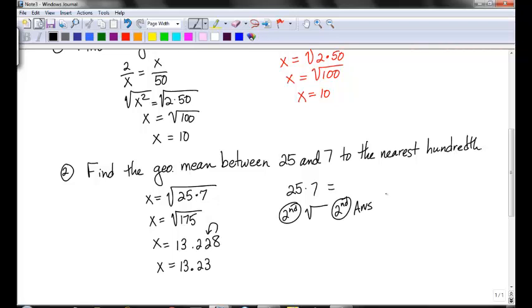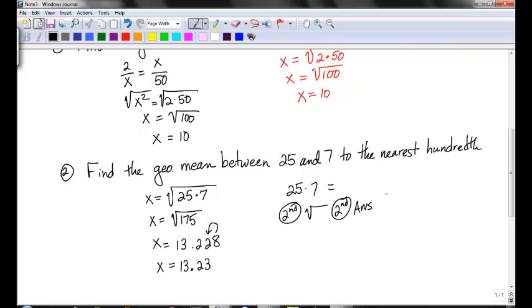Now, if you're doing several problems and they're all to the nearest hundredth, go back and change your mode. Go to mode, and go from floating to 2 decimal places. Then do second function quit. That takes you back.